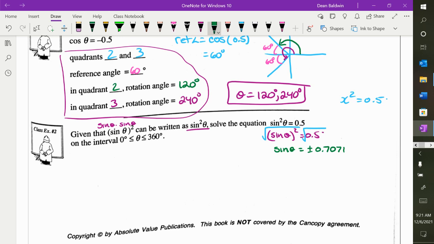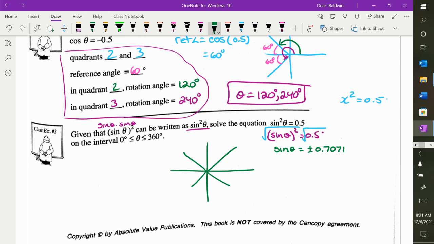Okay, now it's like the one above it. We have a trig function equaling a number, except we have plus and minus. If we're positive and negative, what quadrants are we in? You're in all of them. So you're in all four quadrants. You don't have two formulas. The positive and negative tells you the quadrants. So the positive tells you these two, the negative tells you these two.